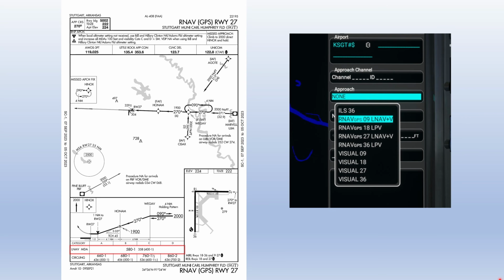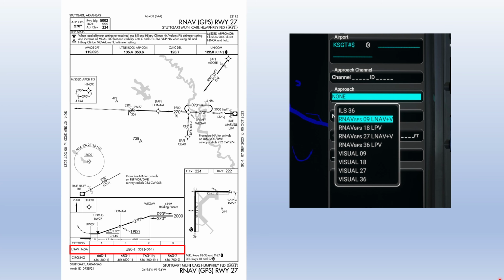So looking at an example of how this works, let's take a look at the RNAV GPS approach to runway 27 at Stuttgart Municipal in Stuttgart, Arkansas. The identifier on that field is Kilo Sierra Golf Tango. If we take a look at the approach minimums, you'll notice that we have only LNAV minimums for this approach. So it is an approach that does not have any sort of vertical guidance built into the approach.